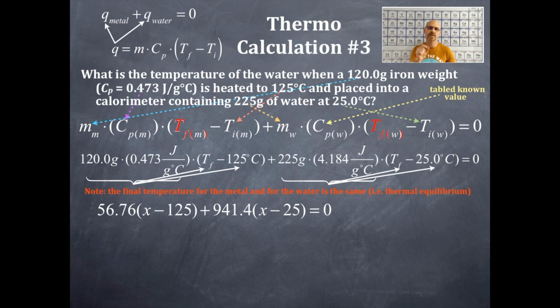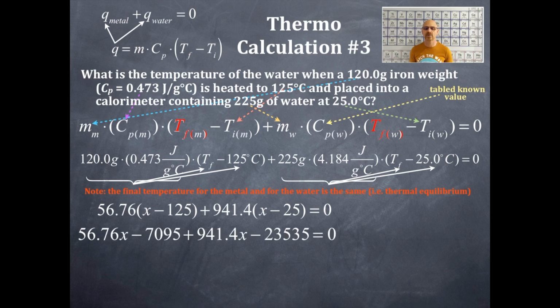So the 120 times the 0.473, that's 56.76. Then I have replaced the TF with an X, because that's the variable that we all like to see. So that's X minus 125, plus the 941.4, that is the product of the 225 and the 4.184. And then we got X in place of the TF, minus the 25 equals 0. So we're going to distribute the 56.76 with the X and the negative 125, and the 941.4 with the X and the negative 25. And that's what we're going to get right here.